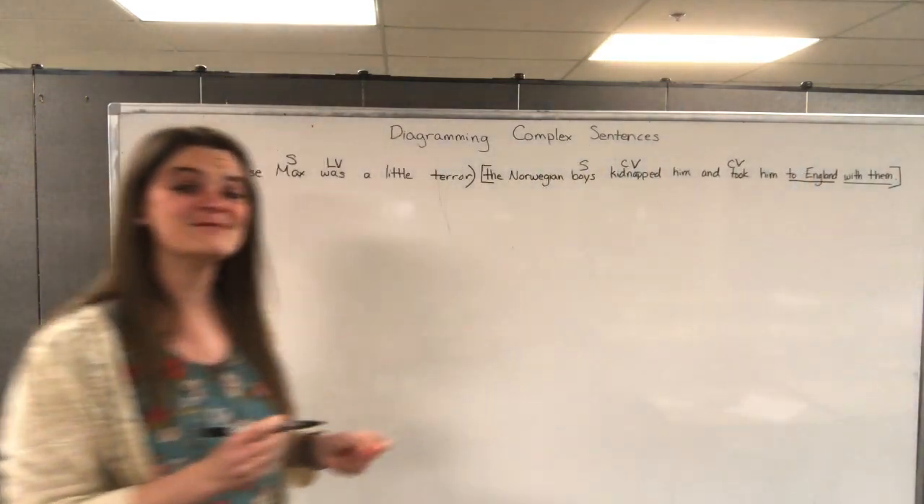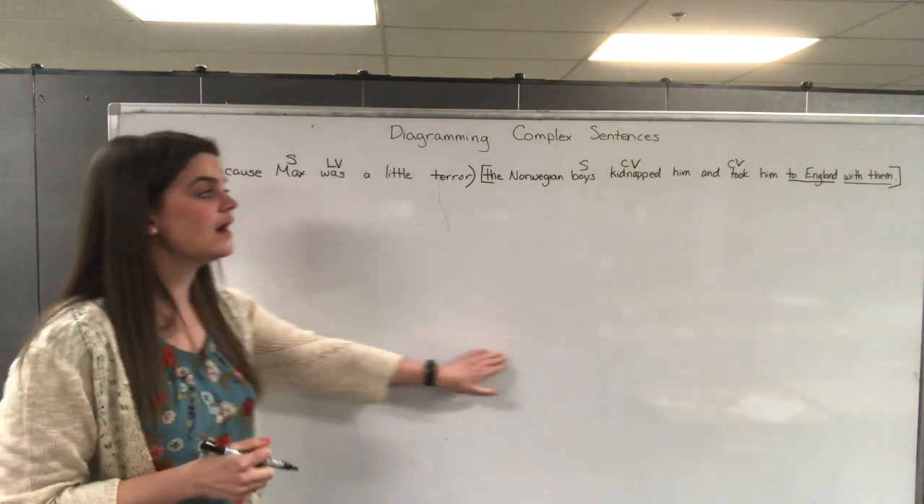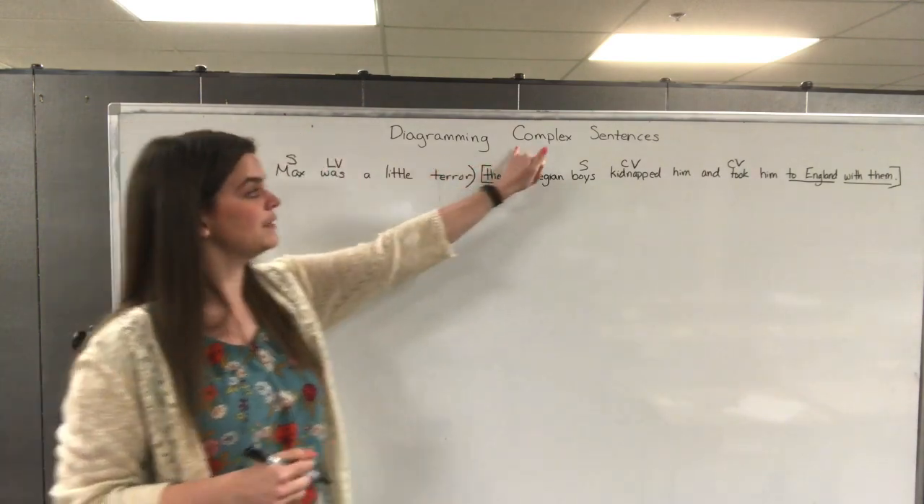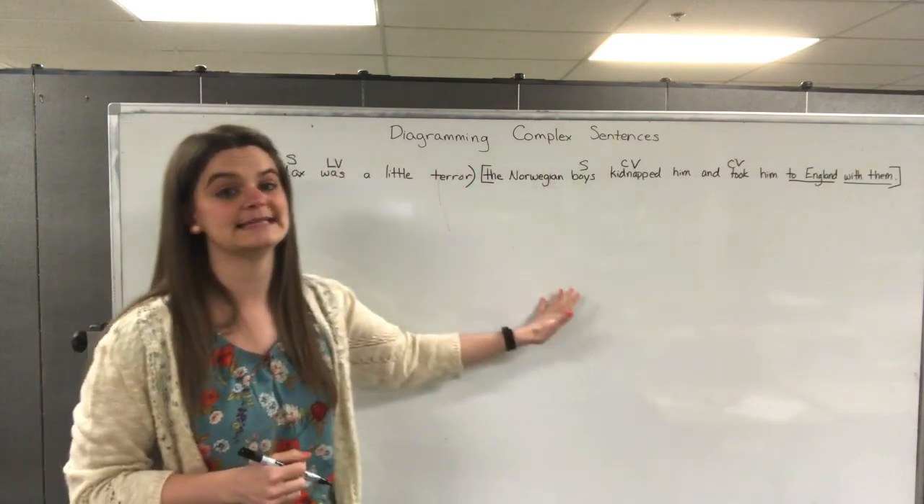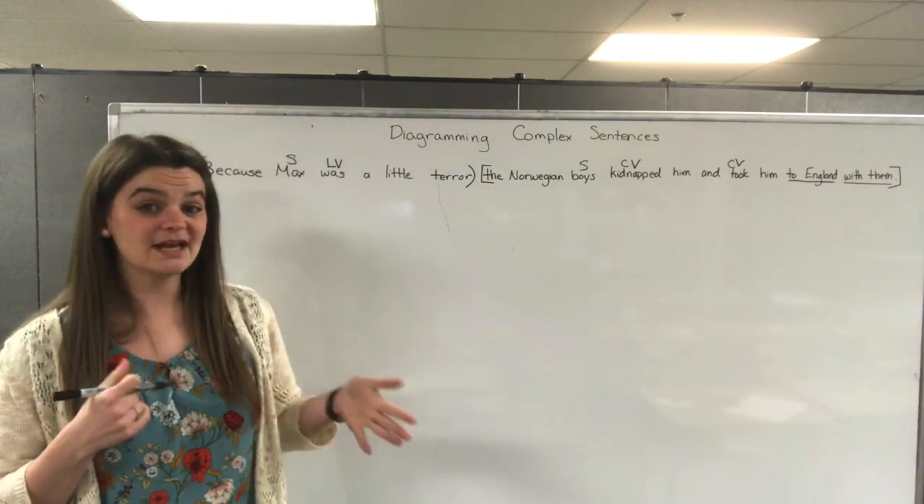All right, now we need to go back and check for punctuation. We have a dependent clause followed by an independent clause in the same sentence. So we know it's a complex sentence because it has a dependent clause and it has an independent clause. But the dependent clause came first. So does that mean we need a comma?